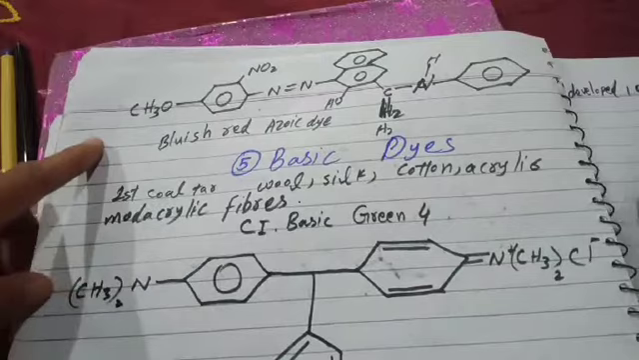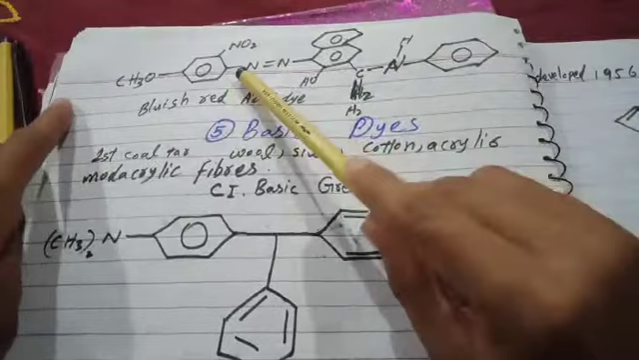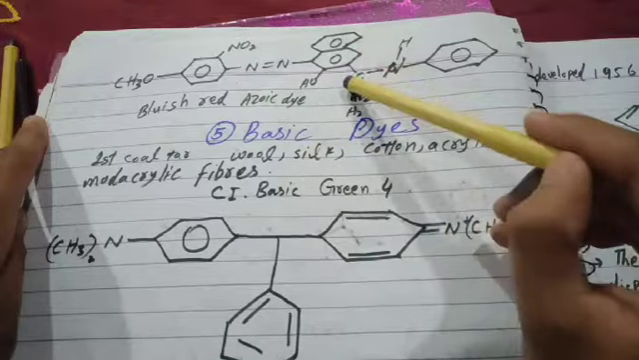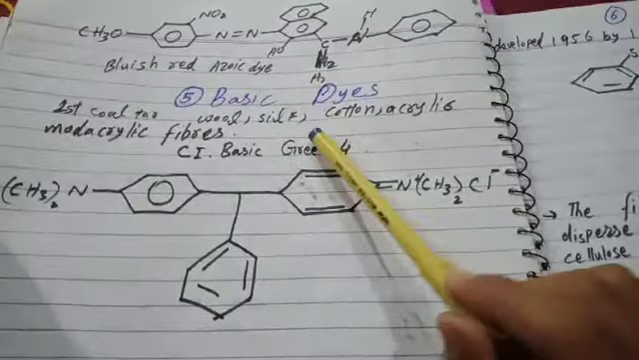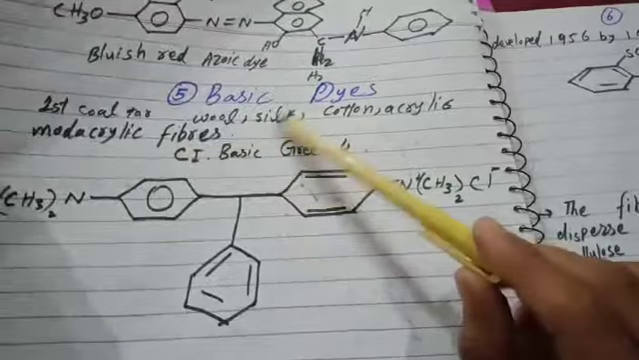This is the example of a bluish red azoic dye: CH3O, NO, N double bond N, two benzene rings, OH, CH2NH, double bond O. This is a bluish red azoic dye. Number five, basic dyes. The first coal tar dye was a basic dye; it is an important MCQ.